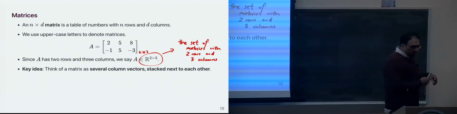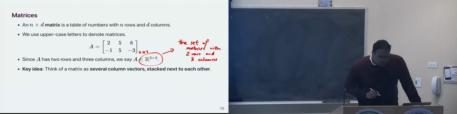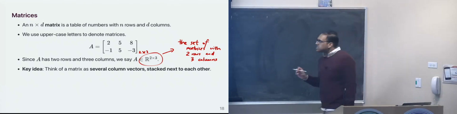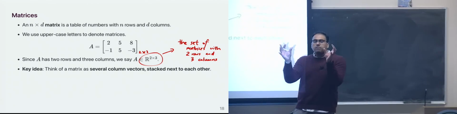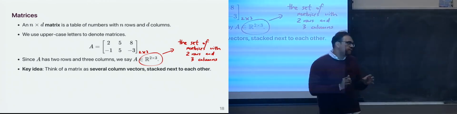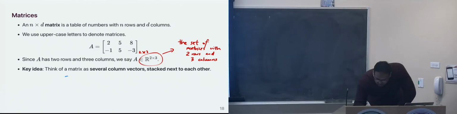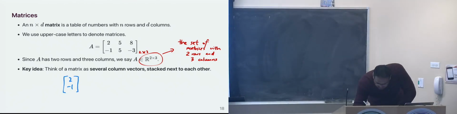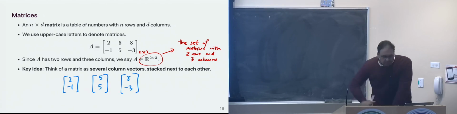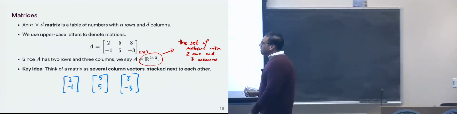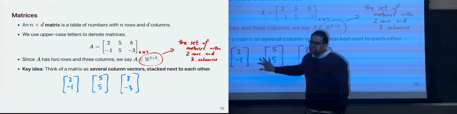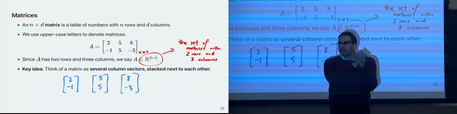Okay? And the first key idea I want you to pay attention to is that we can think of matrices as being several column vectors just placed next to one another. What are the column vectors here? Well, they could be the vectors 2, -1, 5 and 5, and 8 and -3. You can think of A as being the result of taking these 3 vectors and stacking them next to each other. Sound okay?